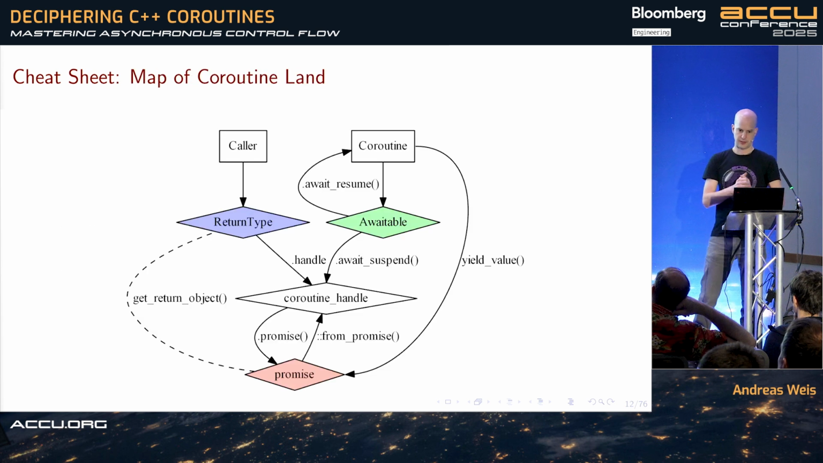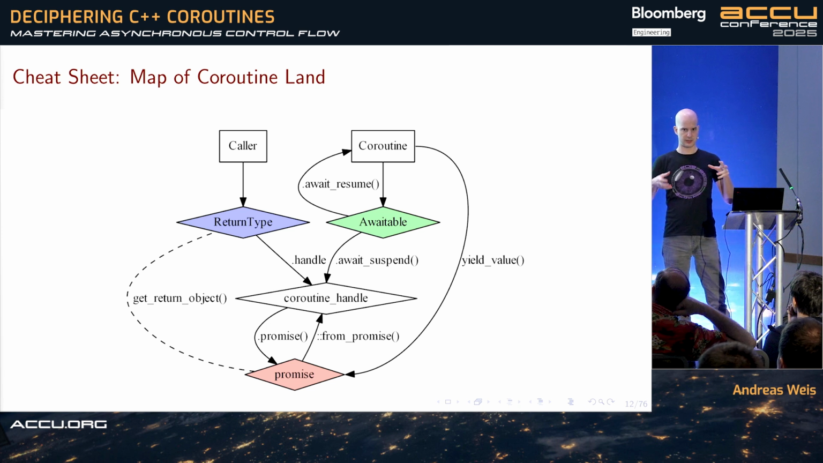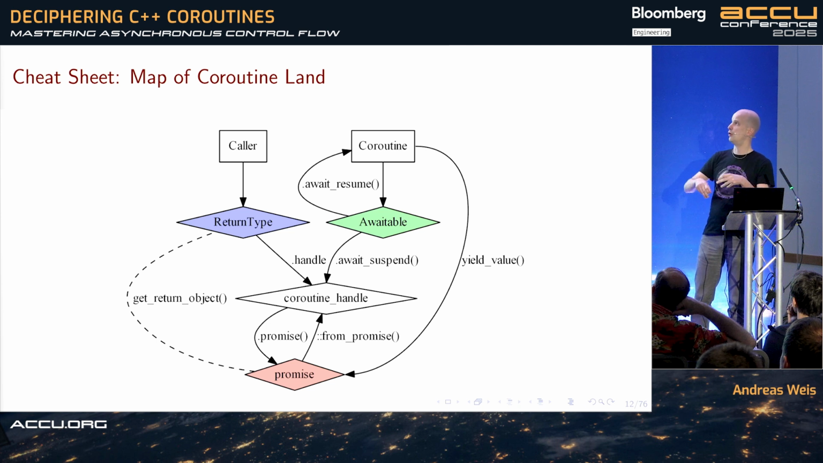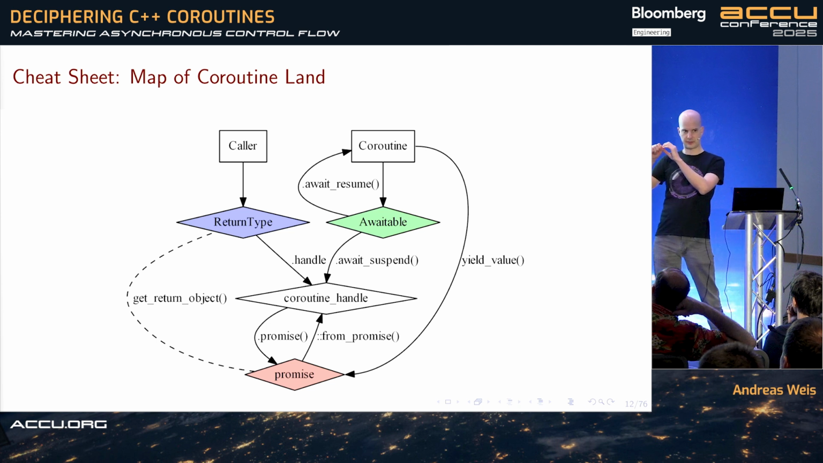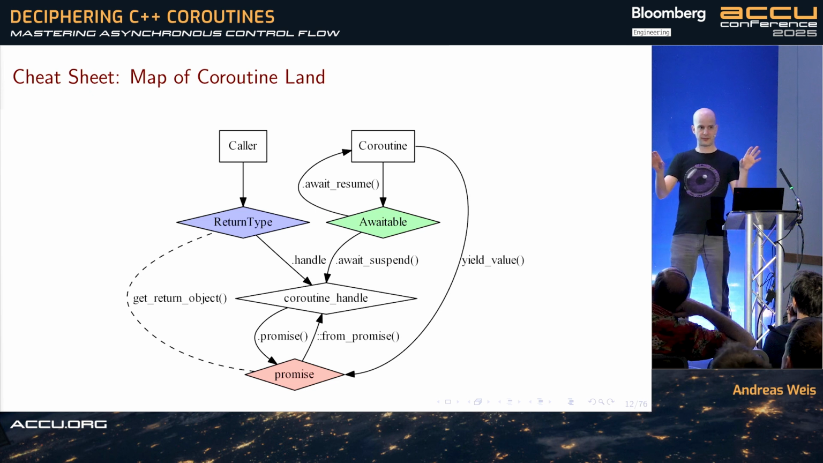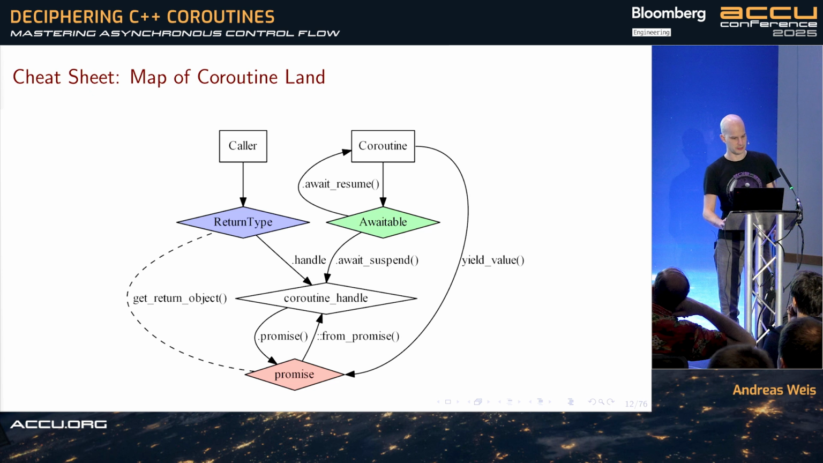Then in my previous talk, I also showed this little diagram that allows you to visualize a bit better how all of these different parts are connected and how they interact with each other. The important thing to notice is that the promise at the bottom is sort of a central object that glues together the two worlds: the caller that calls the coroutine, the client of the coroutine, and the coroutine body. Whenever they want to exchange any kind of data, they have to go through the promise because that's the thing that sits in the middle.